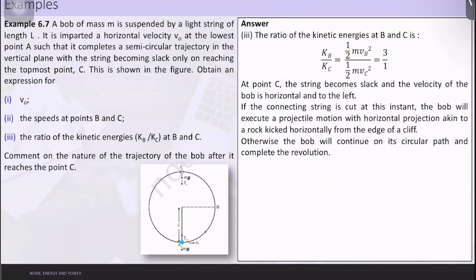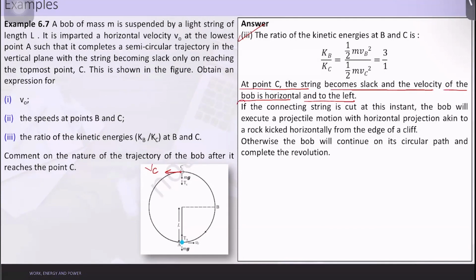Fine, so just iterating it. The ratio of the kinetic energies at B and C is KB by KC, which is equal to 3 by 1. So at point C, the string becomes slack and the velocity of the bob is horizontal and to the left. The velocity is in this direction.